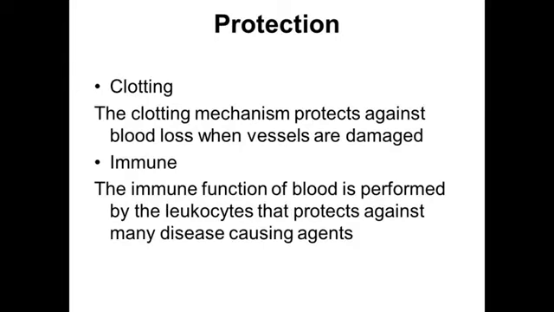Now we are going to see the protection as a function of the blood. Clotting. The clotting mechanism protects against blood loss when vessels are damaged. Platelets are the main cell which helps in the clotting mechanism. Immune. The immune function of blood is performed by leukocytes that protect against many disease-causing agents.